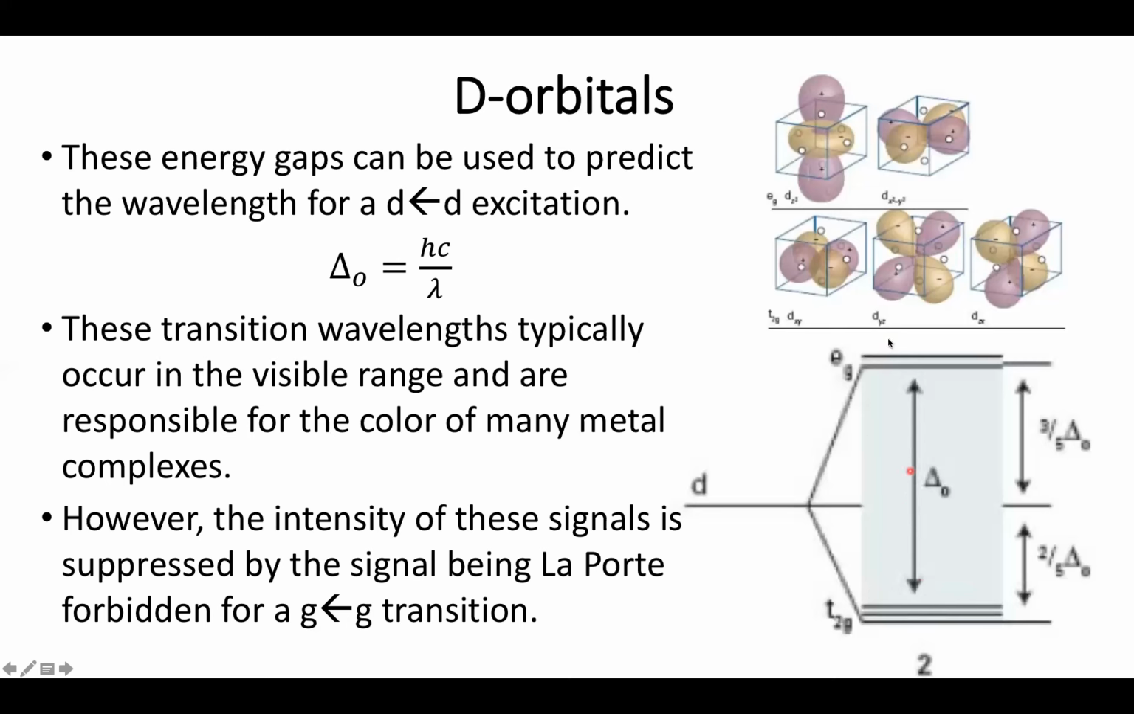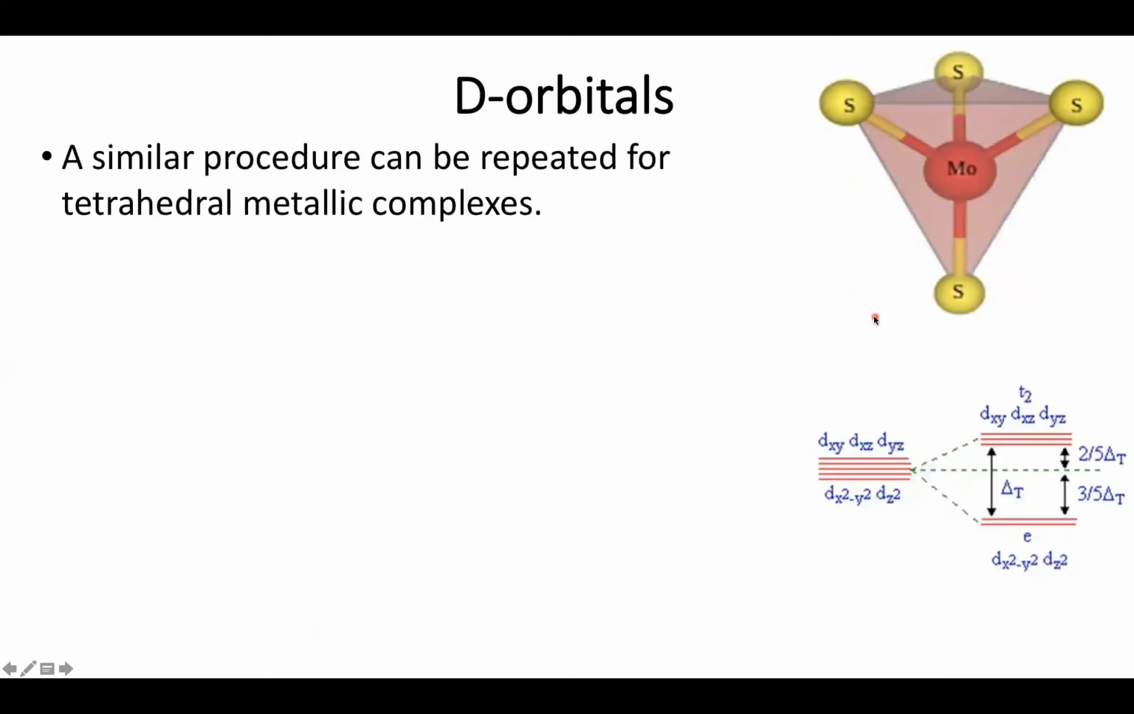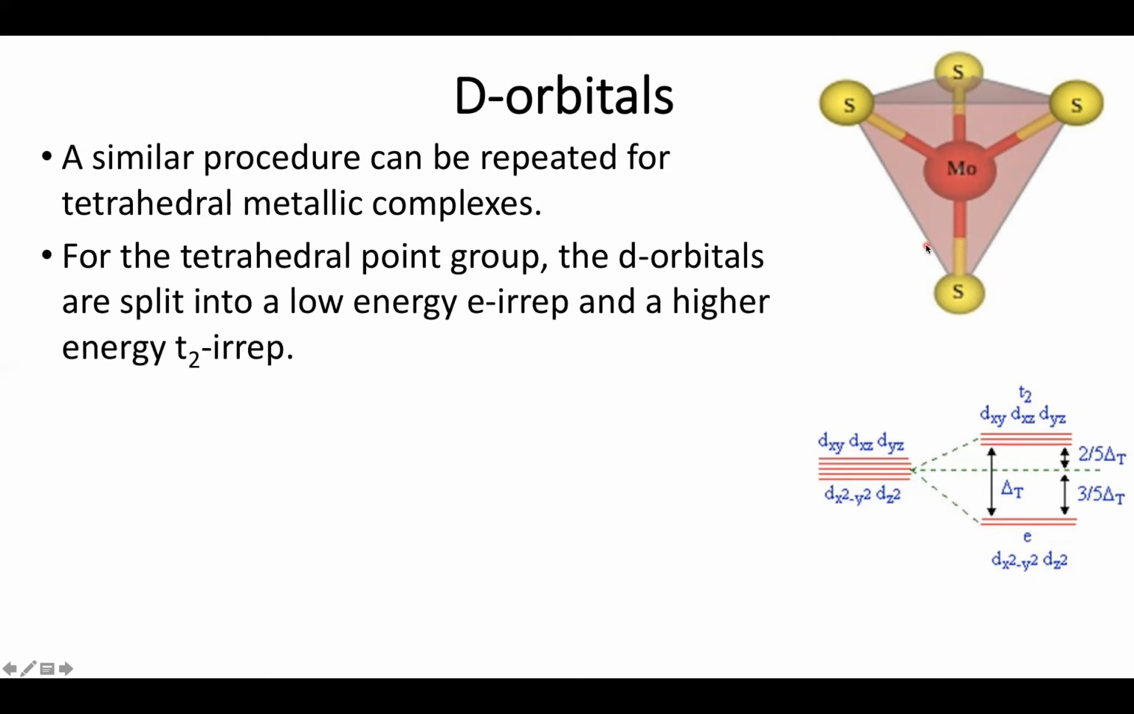However, it is worth noting, not all metals are octahedral. Turns out some of them are tetrahedral. We can repeat the same similar process for tetrahedral metallic complexes. So the first thing I'm going to do is go into my tetrahedral point group, and I'm going to identify the irreducible representations for my two sets of d orbitals.